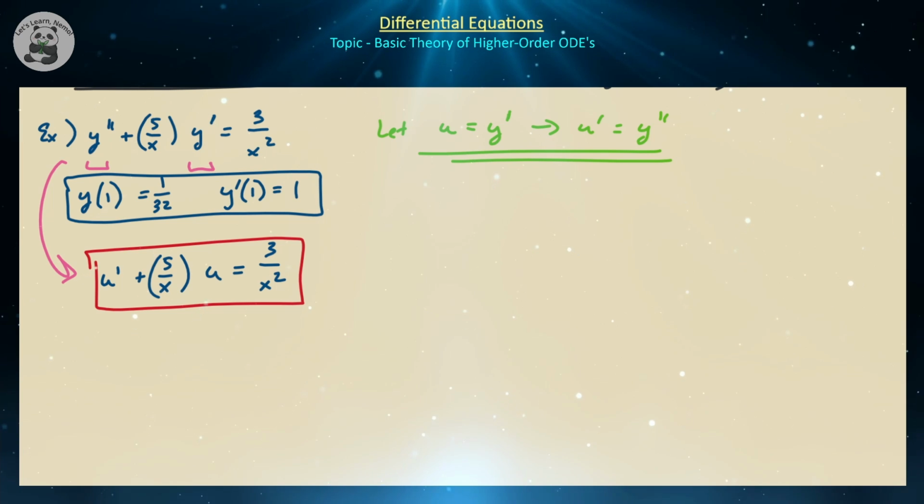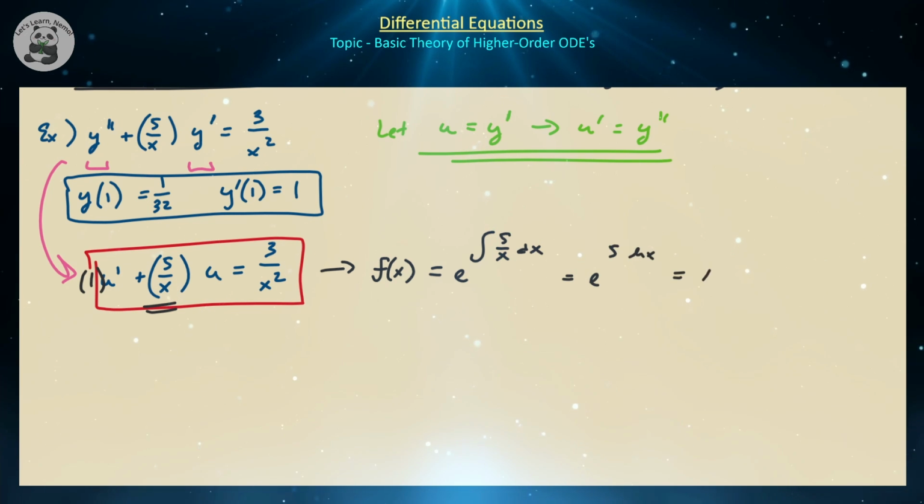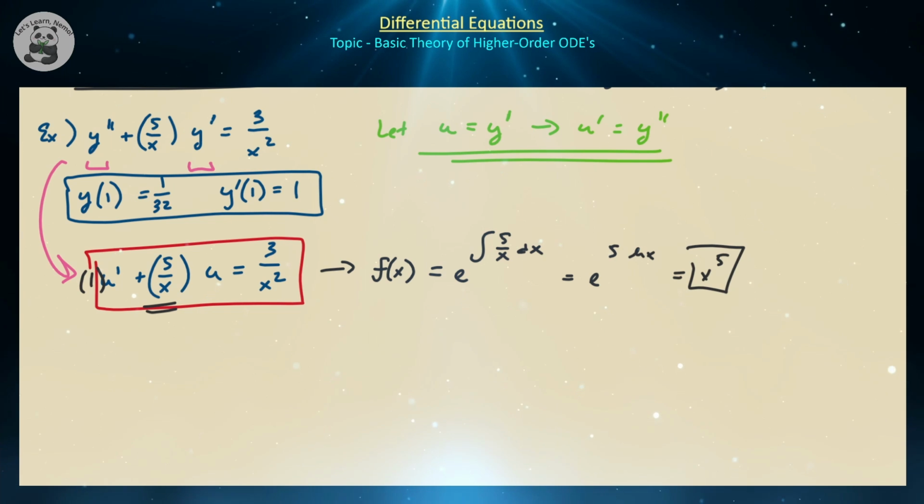Okay, so what is going to be our integrating factor? Since the function in front of u prime is 1, our integrating factor is going to be the exponential of the integral of that function in front of u. So that's going to be equal to e to the 5 natural log of x, which we know is just going to be equal to x to the power of 5.